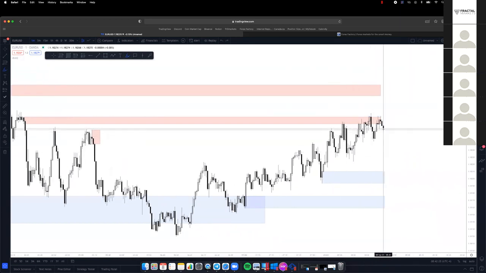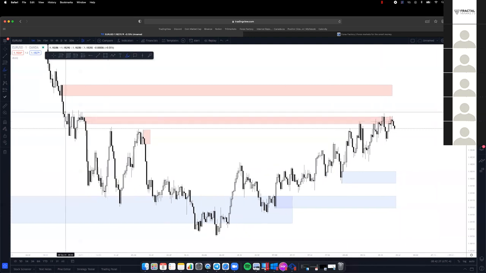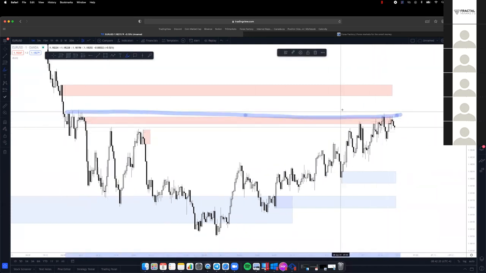It's just personally, with all of the liquidity sitting here, do you think there's more orders here or here right now? That's the question. Circle which one you think.